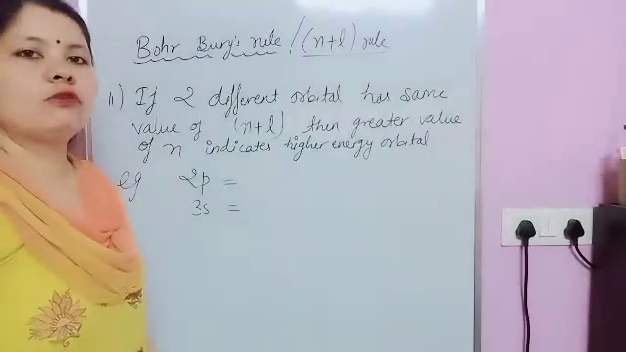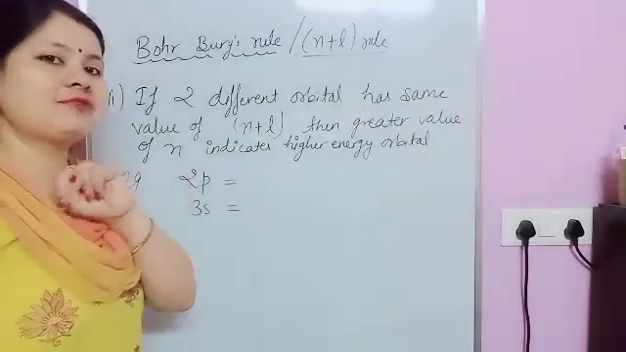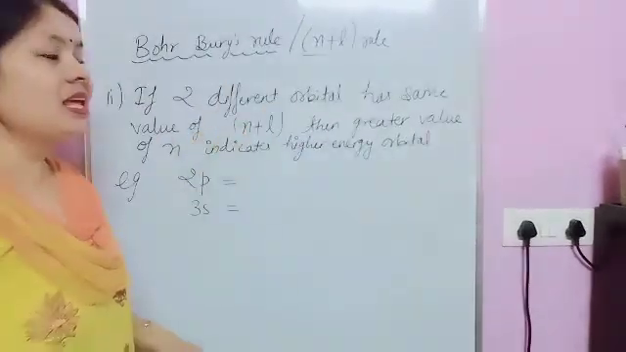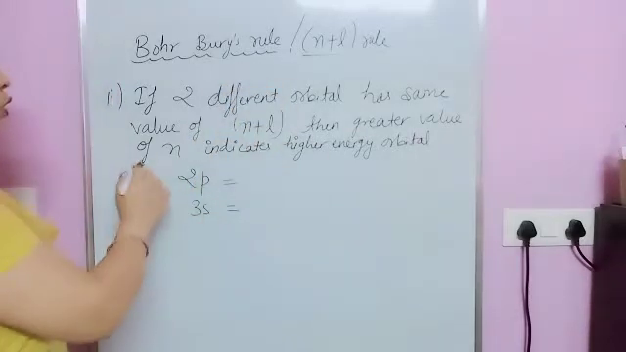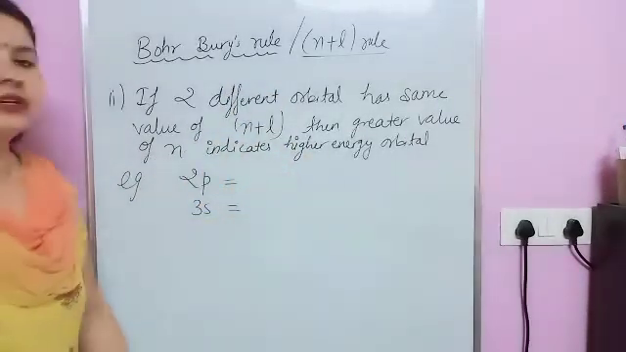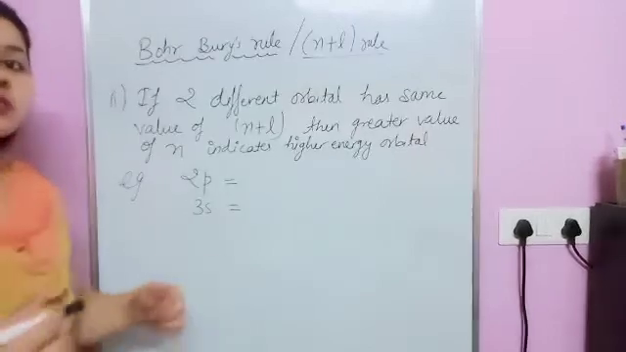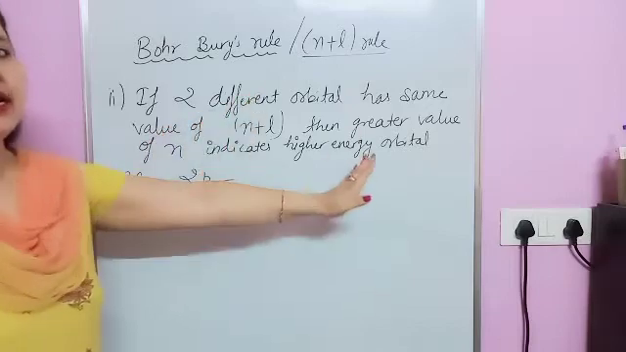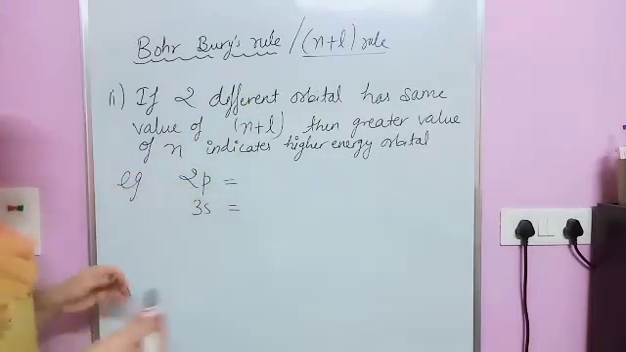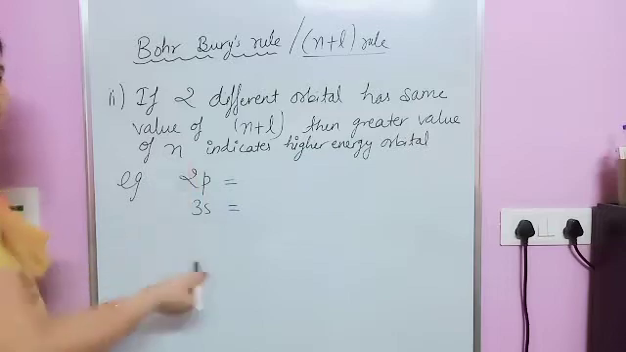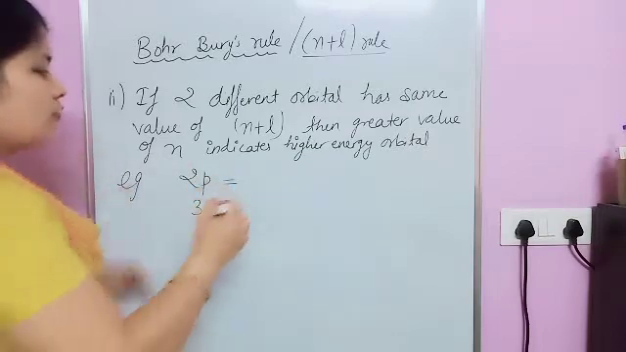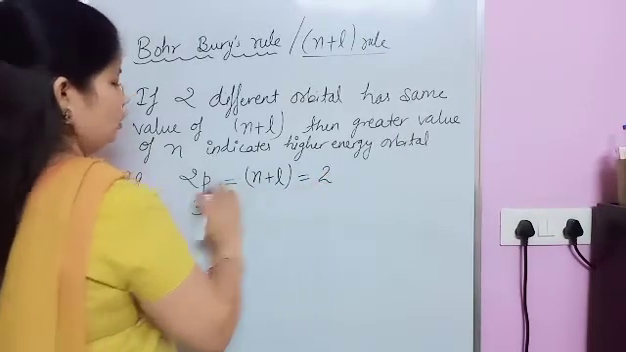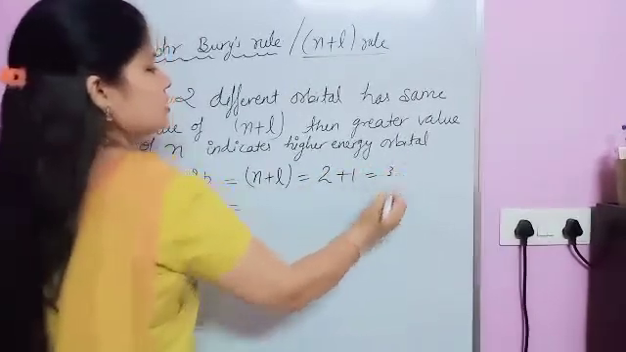because obviously when you solve for n plus l, maybe two orbitals have same value. तो सेम उसने वही कहा कि अगर दो ऑर्बिटल्स की सेम वैल्यू है for n plus l, then greater value of n indicates higher energy orbitals. जिसकी ज़्यादा बड़ा n होगा, that indicates higher energy value. Okay, now just see for example, if 2p and 3s both are there, if you will solve for n plus l, that one is 2 plus 1, that is equal to 3.